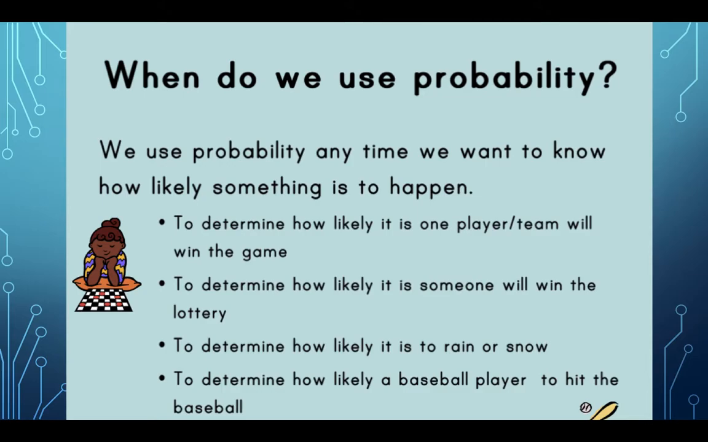So when do we use probability? We use probability anytime we want to know how likely something is to happen. So some examples are to determine how likely it is one player or team will win the game, to determine how likely it is someone will win the lottery, to determine how likely it is that it will rain or snow, or to determine how likely a baseball player is to hit the baseball.